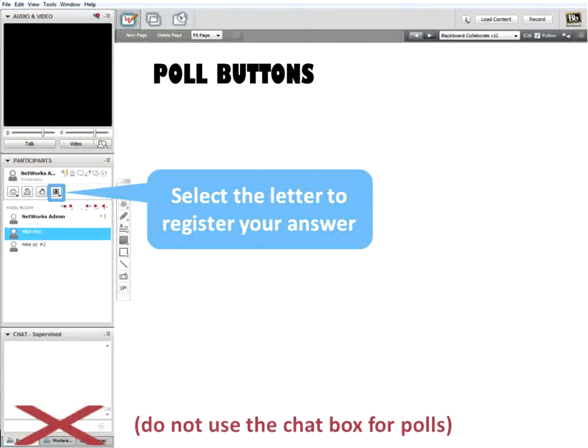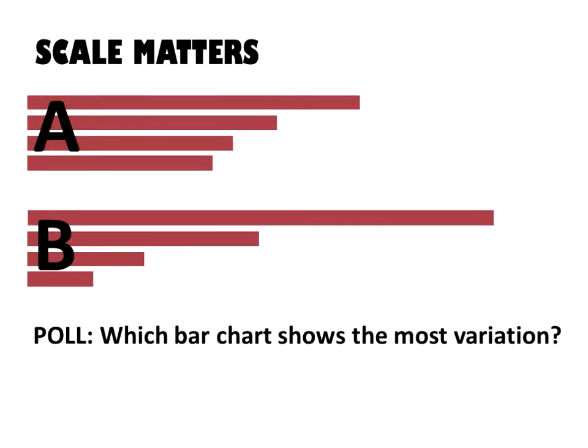We're going to do another poll. I think you guys know where your poll buttons are now, but get ready. Which bar chart shows the most variation? Is it A or is it B? Register your answer quickly.